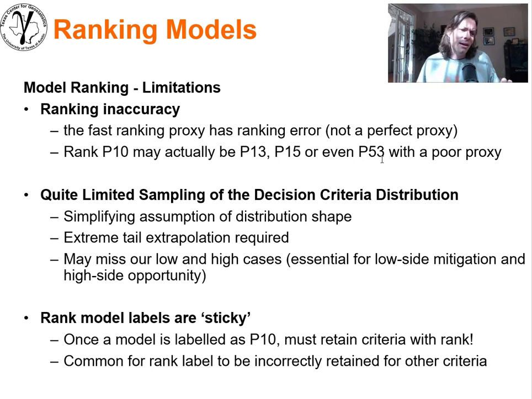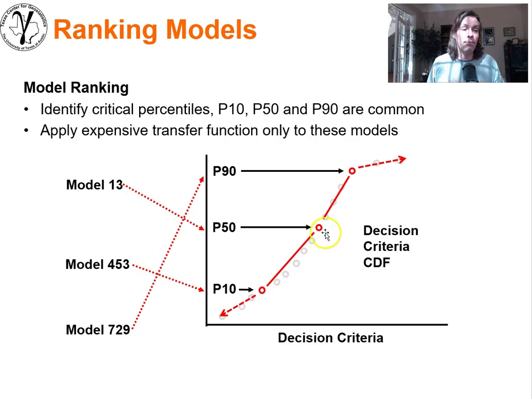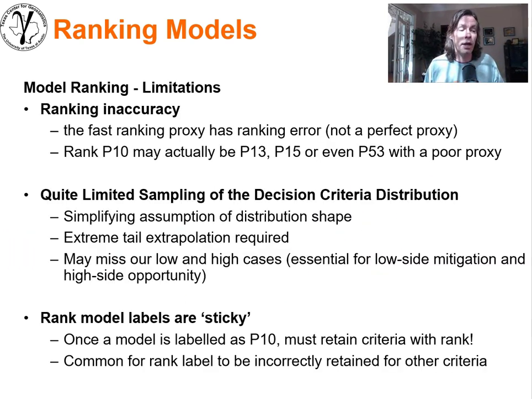Now, what else is the problem? If we do ranking, it's quite a limited sampling of the decision criteria distribution. We have to make simplifying assumptions with regard to the distribution shape. We've sampled only 3 or 5, a limited number of percentiles, and we're going to assume something about what the distribution does in between. The distribution may be complicated. That may not be good enough.